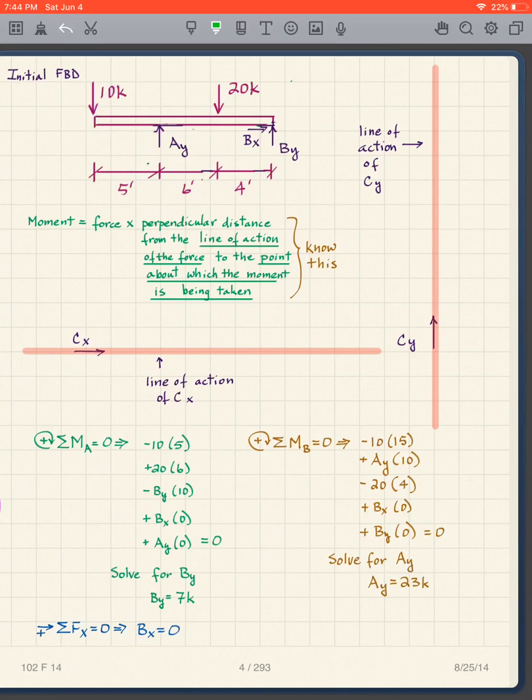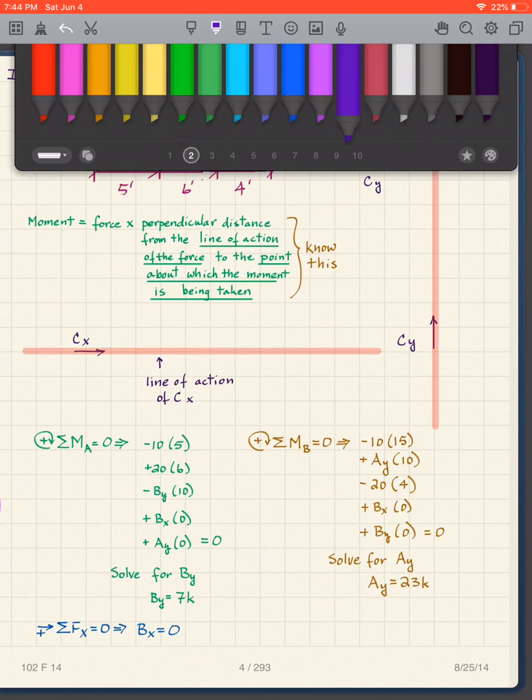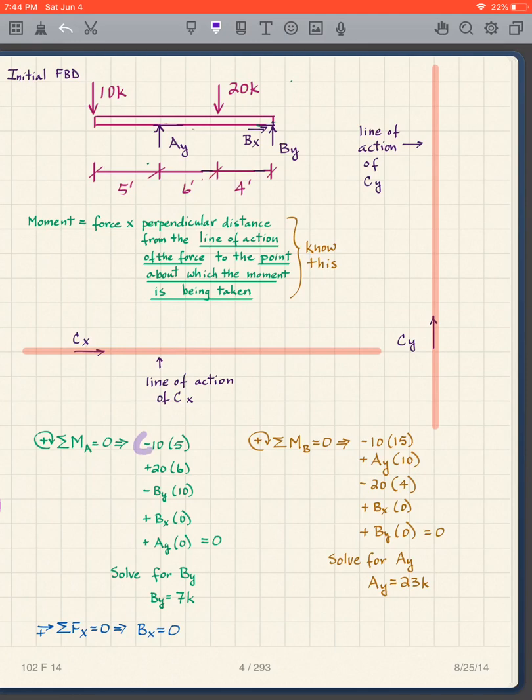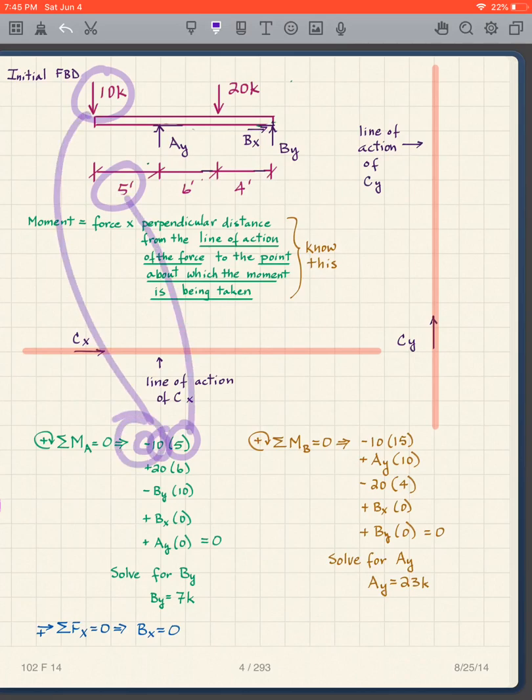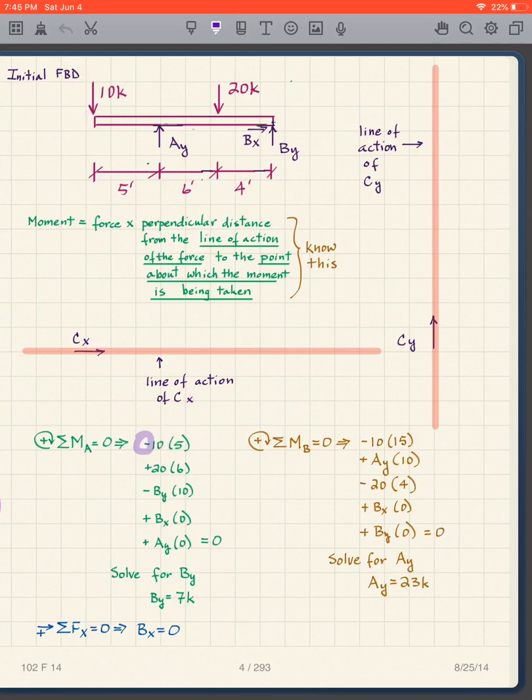So when we write down our equation, and this is the way you need to write it down, it is negative 10 times its distance 5. So 10 is there, the 5 is there, and the negative sign is because it is counterclockwise. We go to the next force. The next force is 20 kips. I'm still taking moments about A. There's the center of my clock, and now the hand of the clock is over here. It goes to the force, and now what happens? It's going to knock that hand clockwise. So that's going to be positive, because clockwise is positive in our equation. So it's going to be plus 20 times the distance 6.